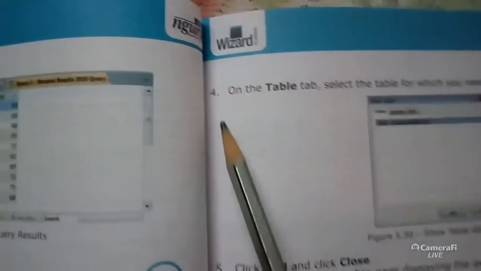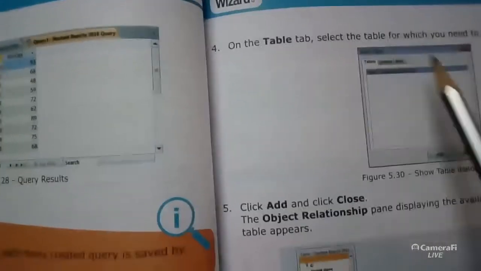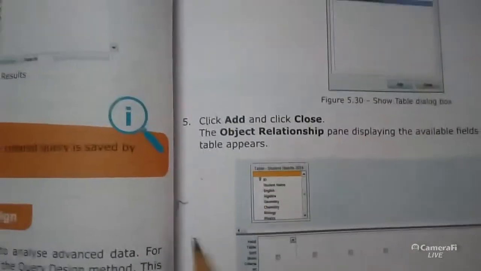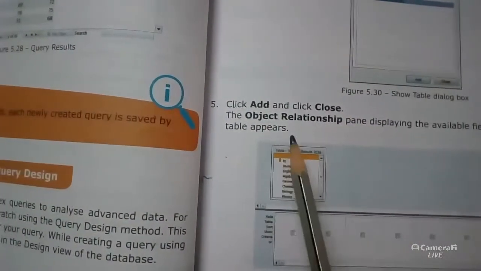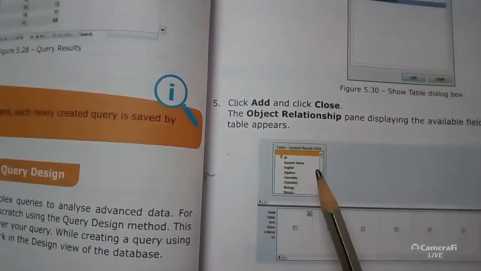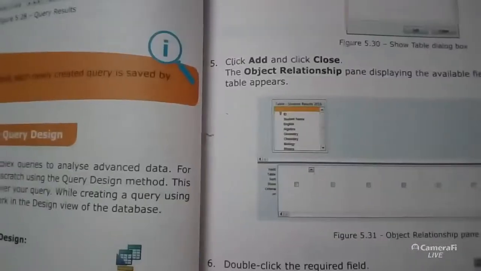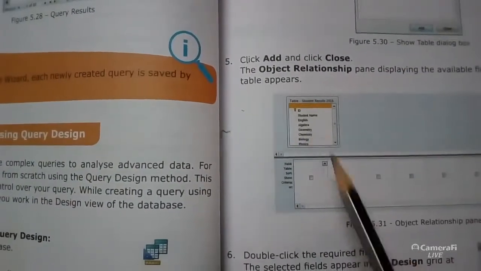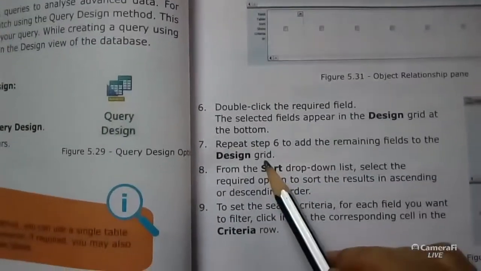Now number 4, on the Tables tab, select the table for which you need to create the query. This type of box will appear, and then click Add and click Close. The Object Relationship pane displays the available fields in the source table. Then double click the required field. The selected field appears in the design grid at the bottom. That means you have to double click here and it will be seen in this field. Repeat step 6 to add the remaining fields to the design grid.